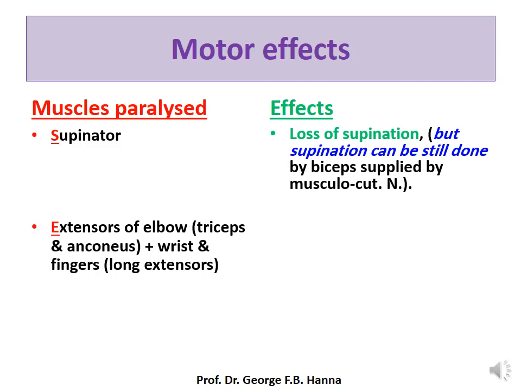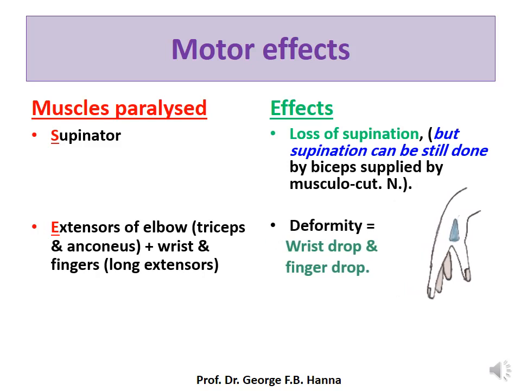what will happen? There will be a deformity. This deformity is called finger drop and wrist drop. Since the flexors will take the upper hand, they will flex the wrist and fingers. So it seems that the wrist and the fingers are dropped by gravity. Actually, they are not dropped by gravity. They are dropped by the flexors of the wrist and fingers, which are still functioning by the median and the ulnar nerves.